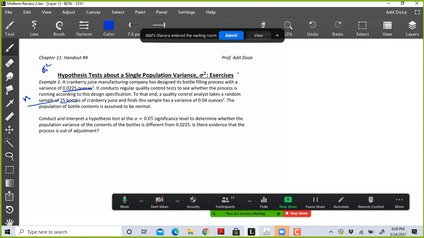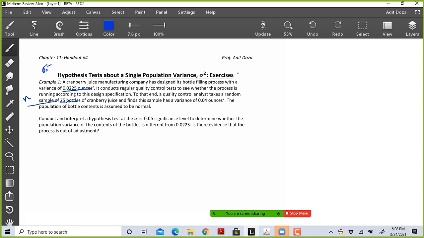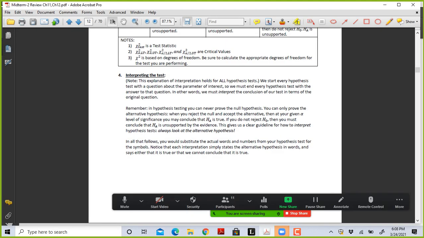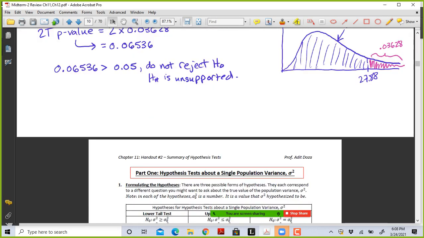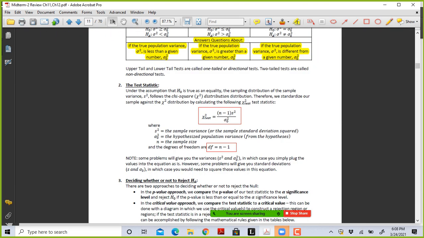The analyst tests the cranberry juice and finds a sample that has a variance of 0.004. So what variance is this? This is the sample variance. If we go back to our lecture, the sample variance is denoted by S square.